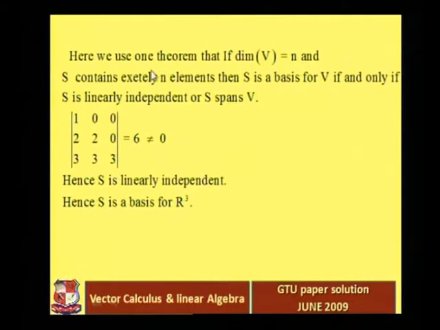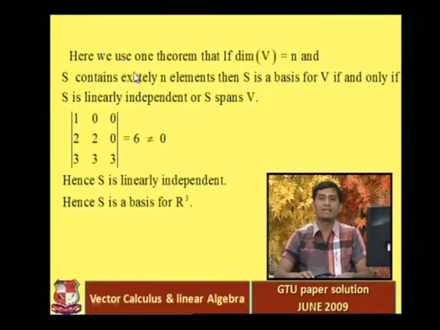What the theorem says, just try to understand. If the dimension of V is equal to n and S contains exactly n elements, then S is a basis for V if and only if S is linearly independent or S spans V. That means, to prove that 3 vectors are basis vectors, we only need to prove one of the conditions. Either we prove linearly independent or we prove S spans V.